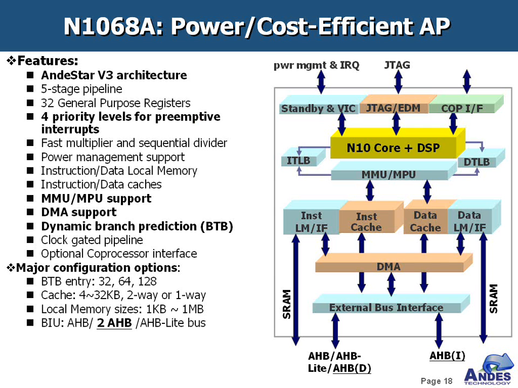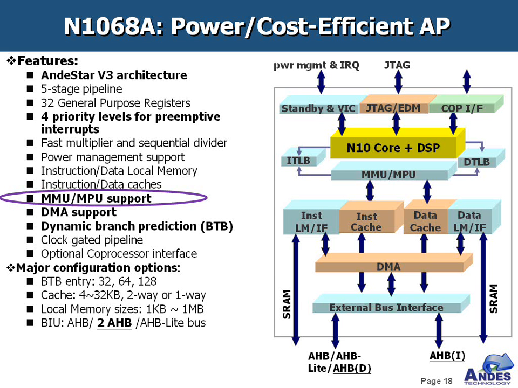Next, I will talk about N1060A. N1060A is a power cost-efficient application processor. It is based on N9, but it can support Linux. This is because N10 has an MMU and MPU. An MMU is a memory management unit, and MPU is a memory protect unit.